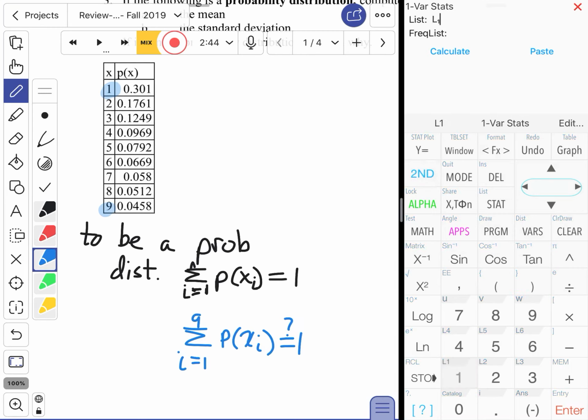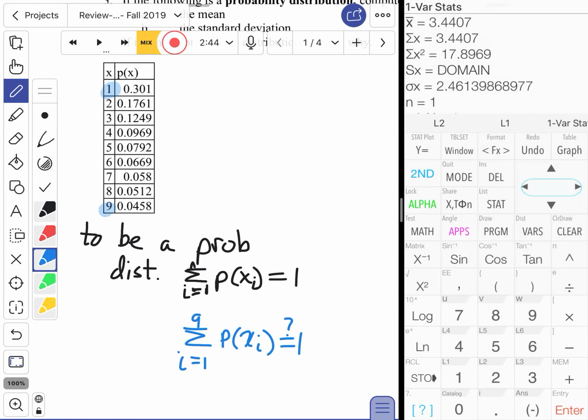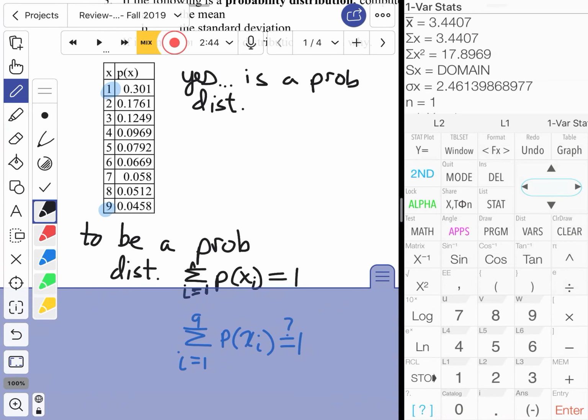My information is in L1 and L2. Again, slight differences between my calculator and yours, so you just got to make sure that you know how to operate it on yours. It's similar enough that you should be able to navigate. Calculate. What we're looking for is that n value to be equal to 1. All right, so that bottom value there where it says n equals 1, that's exactly what I was looking for. All right, so yes, it is a probability distribution.